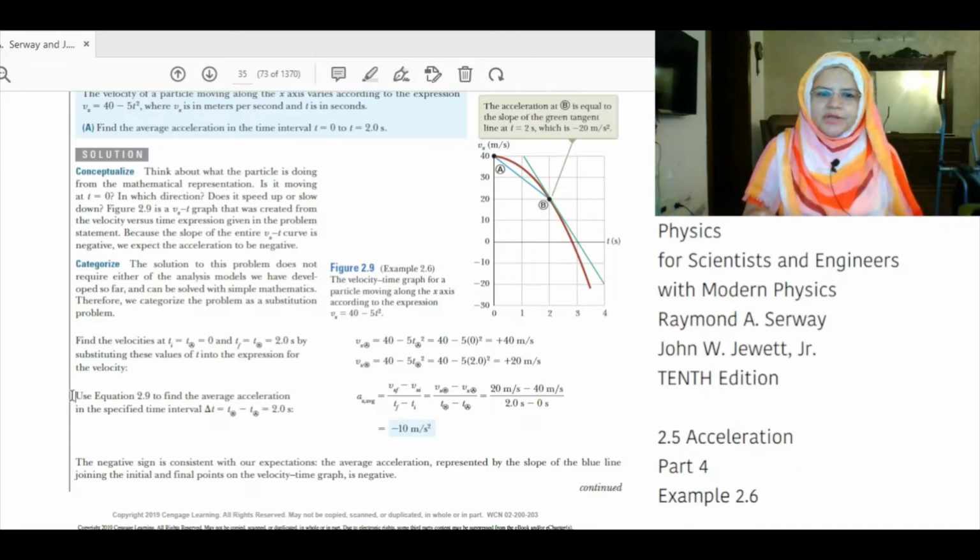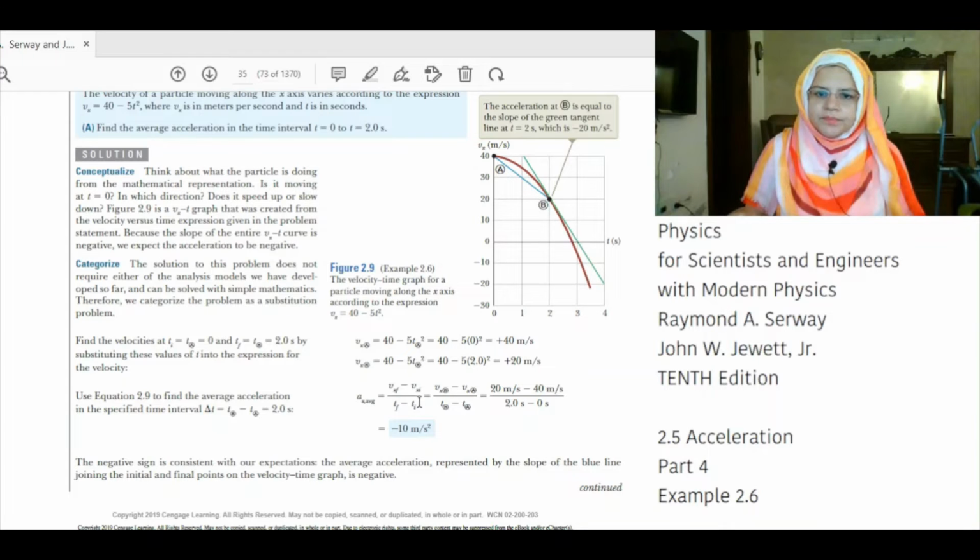Use equation 2.9 to find the average acceleration in the specified time interval delta t is equal to tb minus ta is equal to 2 seconds. Ax average is equal to Vxf minus Vxi divided by Tf minus Ti. We know that Vxf is equal to Vxb, Vxi is equal to Vxa, Tf is equal to Tb, Ti is equal to Ta. Therefore, Ax average is equal to Vxb minus Vxa divided by Tb minus Ta.